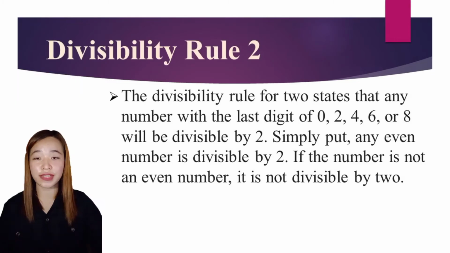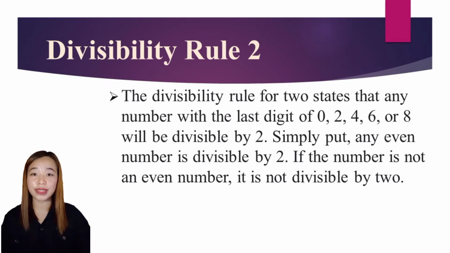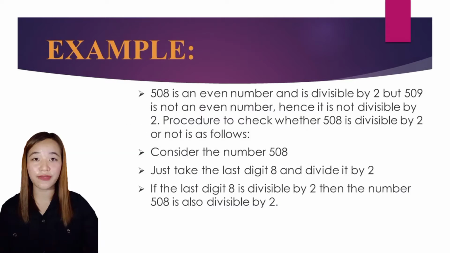So let's now proceed and start with the divisibility rule of 2. The divisibility rule of 2 states that any number with the last digit of 0, 2, 4, 6, or 8 will be divisible by 2. Simply put, any even number is divisible by 2. If the number is not an even number, it is not divisible by 2. So let's have an example. 508 is an even number and is divisible by 2. But 509 is not an even number, hence it is not divisible by 2.